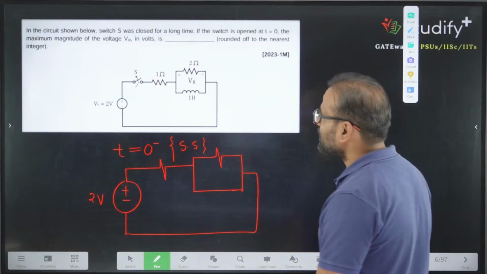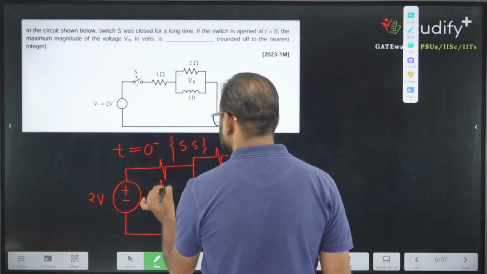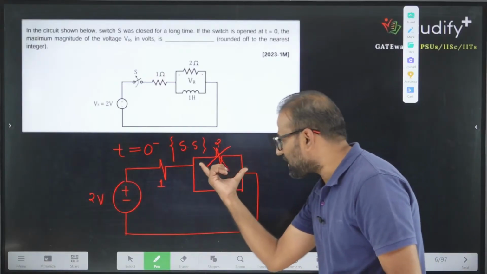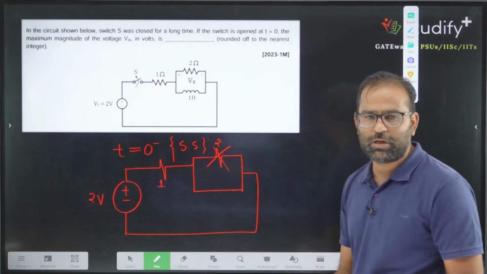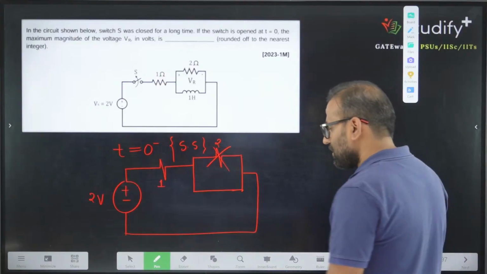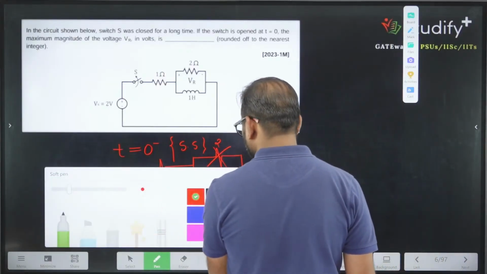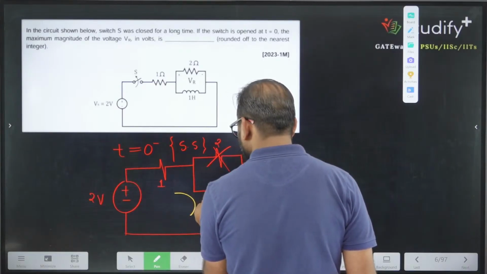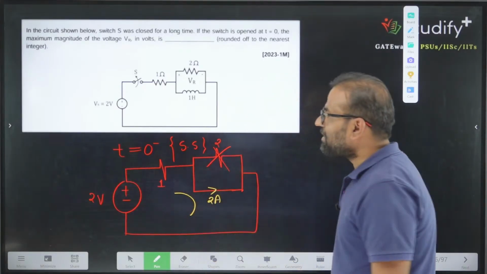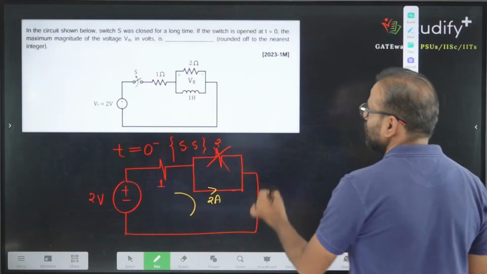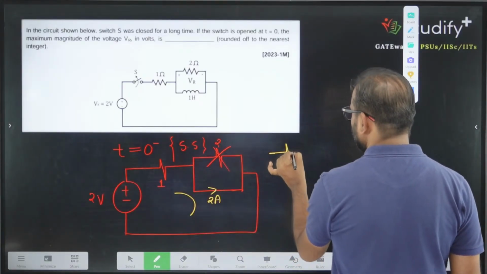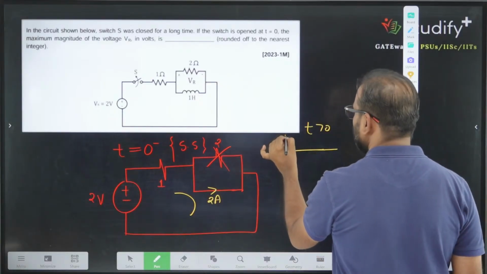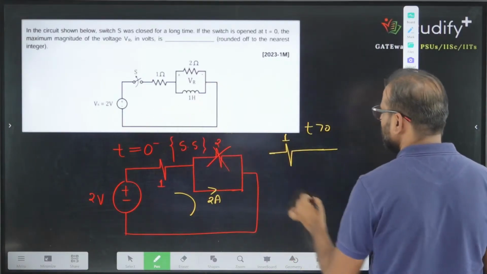So applied voltage is 2 and resistance is 1, because there is no meaning of this 2 ohm resistance, because these 2 points are equipotential points and across equipotential points the current will be 0. So IL(0 minus) equals the current through this, which is 2 ampere. So when the switch is open, the inductor will hold 2 ampere. So this is your circuit now. At t greater than 0, the circuit has this condition. This value is 1. No circuit is available in this direction.